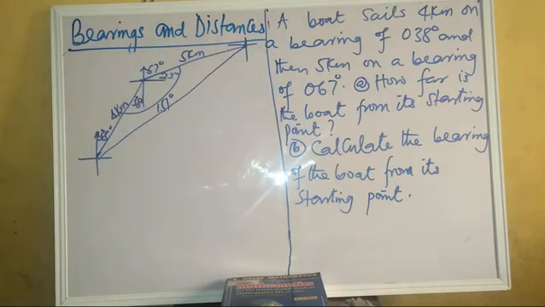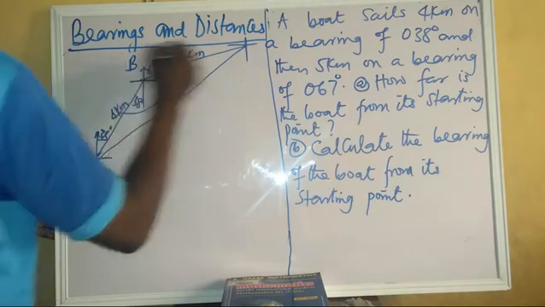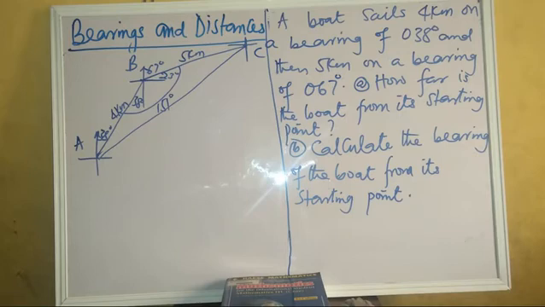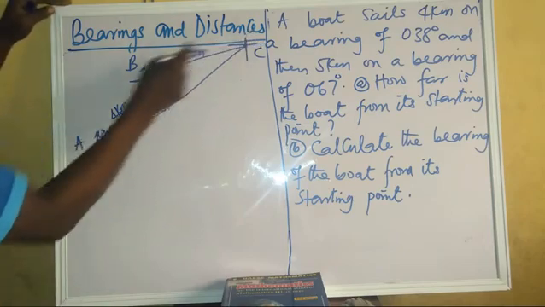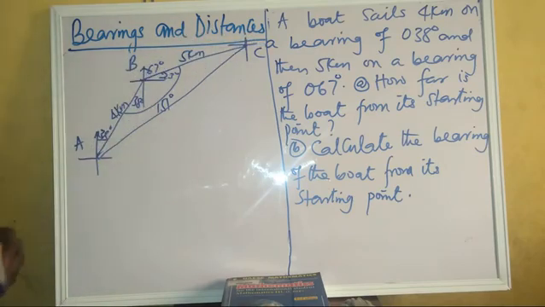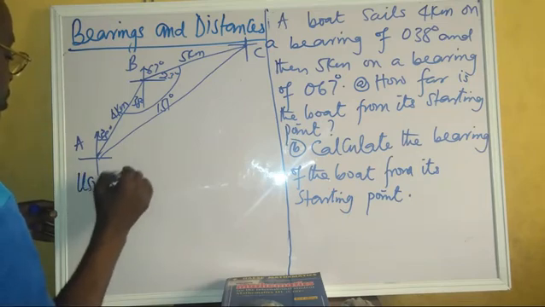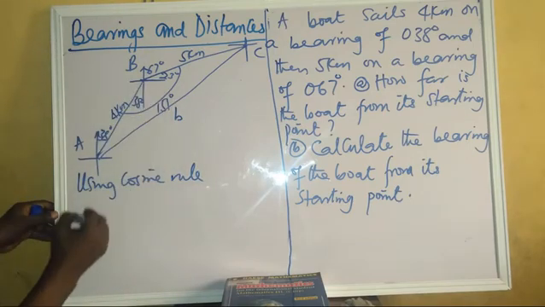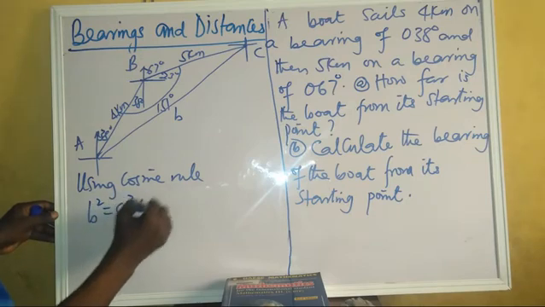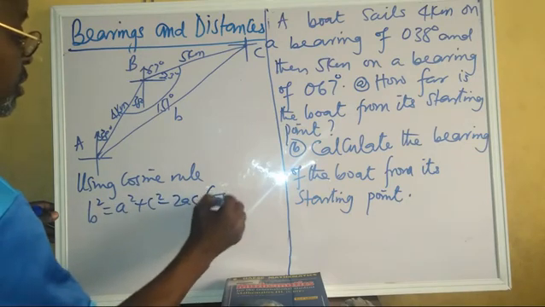As you can see, we can label this one as A, B, and C. In that case, the triangle we have, triangle ABC, the two sides are given and the angle between them. That's where we make use of the cosine rule. To apply the cosine rule, there must be two sides and the angle between them. And this is the situation where we need it. So using the cosine rule, b squared equals a squared plus c squared minus 2ac cos B.